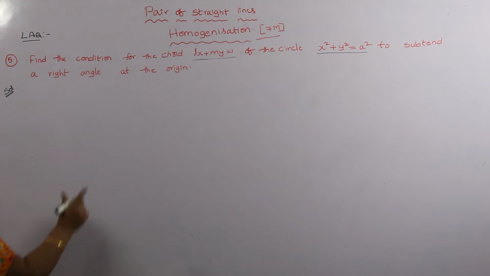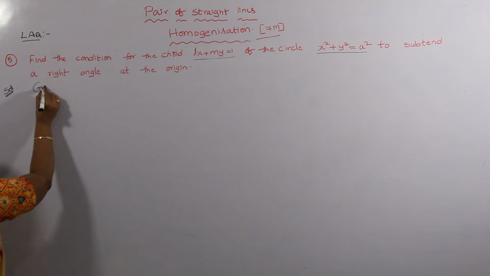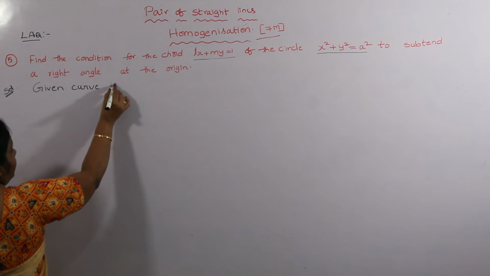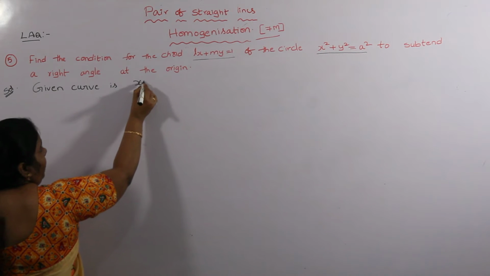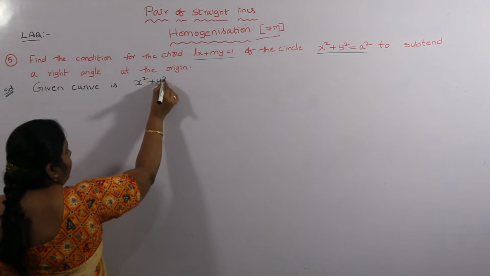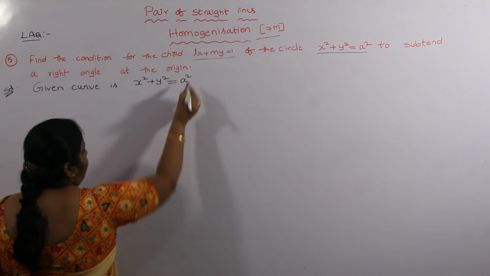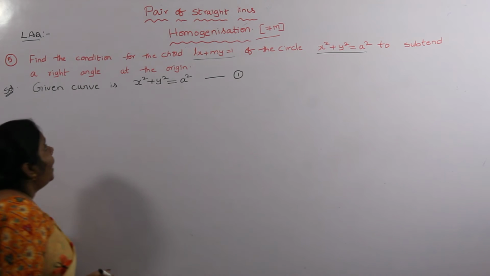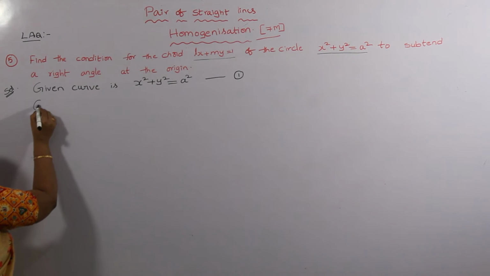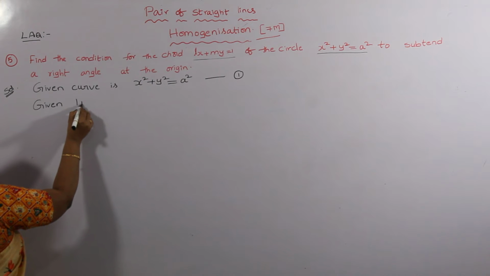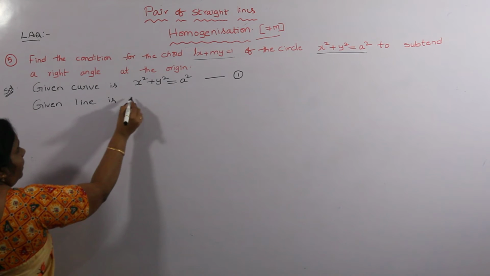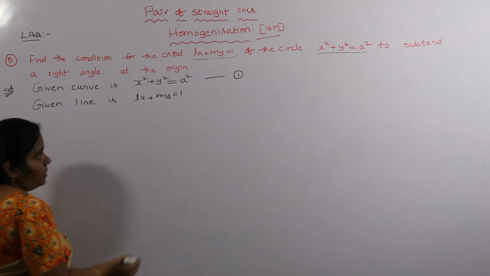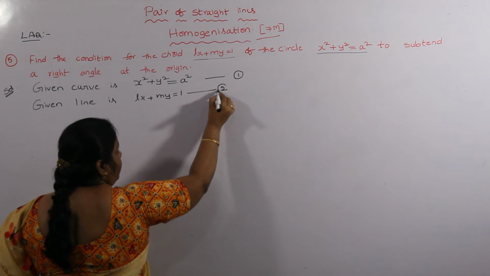Okay, the given curve is x square plus y square is equal to a square. This is equation 1. And the given line, which is the chord, is Lx plus My is equal to 1. This is equation 2.